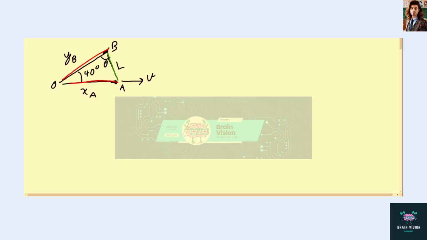So to do that, we'll have to work out a little bit of geometry first. So first, we're going to use the law of sines to compare that horizontal position xa over the sine of theta. That will equal the length L over the sine of 40 degrees. So next, we can solve for xa, and then we can differentiate with respect to time to get the velocity of A.